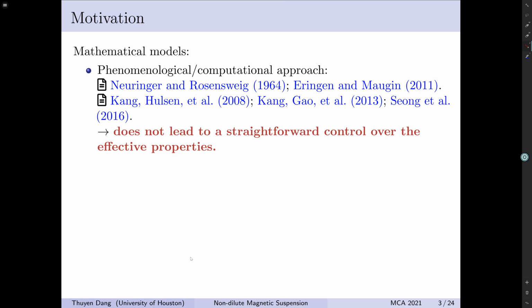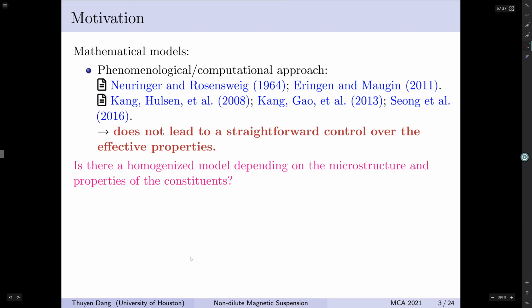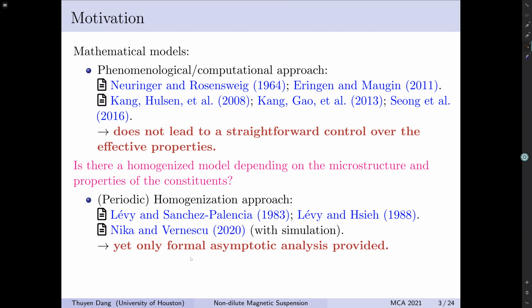If we assume that the underlying microstructure of heterogeneity is periodic, then we can apply the mathematical theory of homogenization. This approach is used by Levy and Valencia and also Nika and Vanescu. Let me mention the first paper by Levy and Valencia, published in 1983. In this paper, they consider this problem in the action of a magnetic field. Five years later, they have another paper with the assumption that the magnetization doesn't depend on the small scale. And recently, we have a paper by Nika and Vanescu.